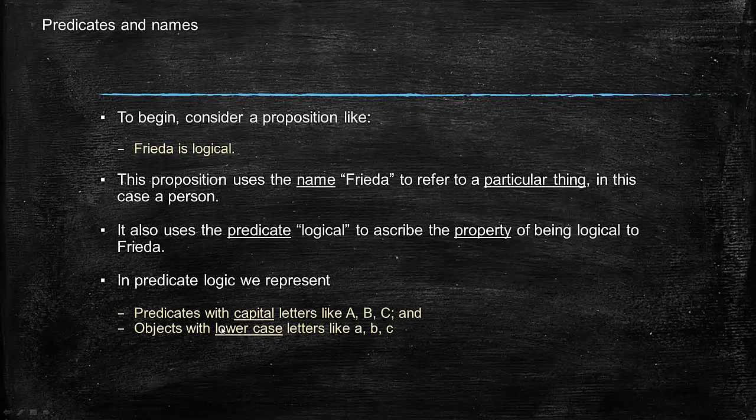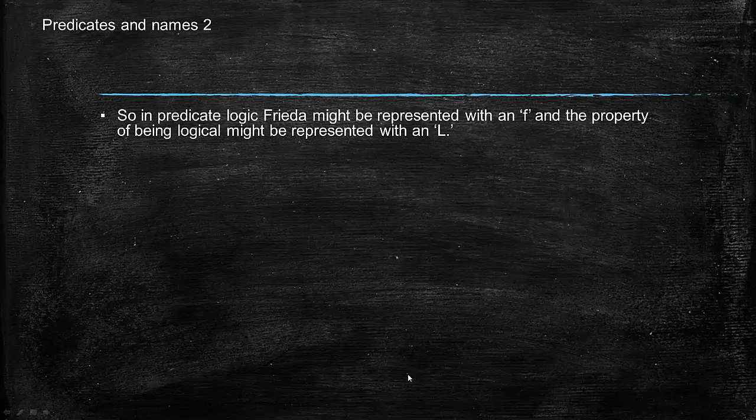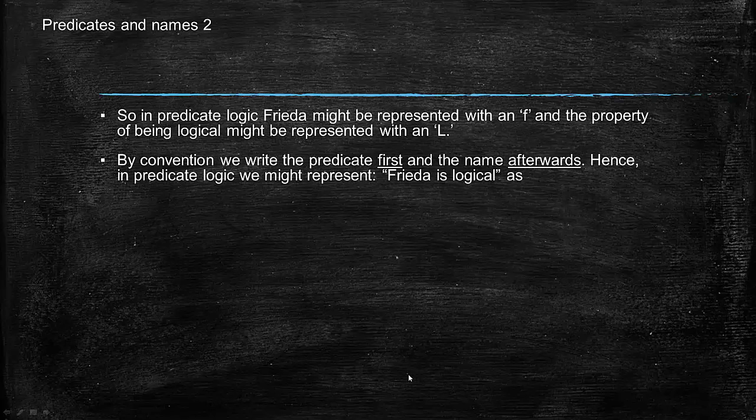So in predicate logic, we represent predicates with capital letters like A, B, and C, and we designate objects or things with lowercase letters like little a, little b, little c. Okay, so in predicate logic, Frida might be represented with a little f, and the property being logical might be represented with a big L.